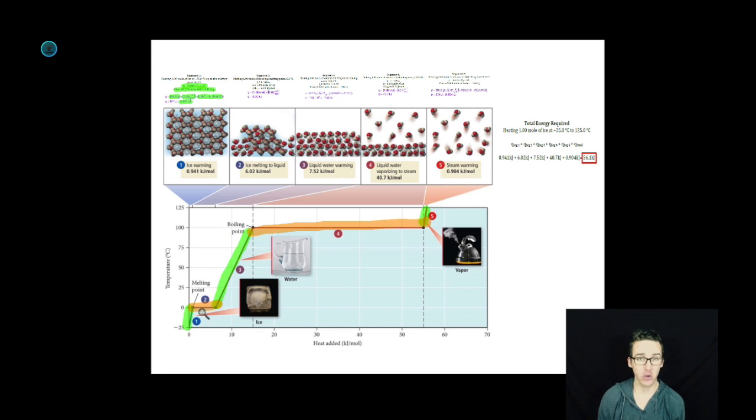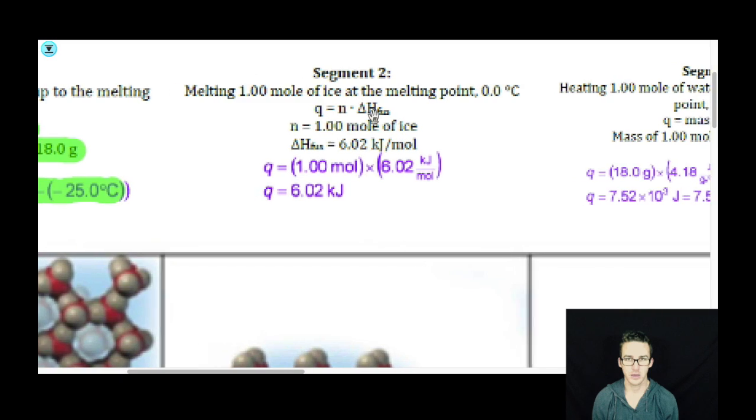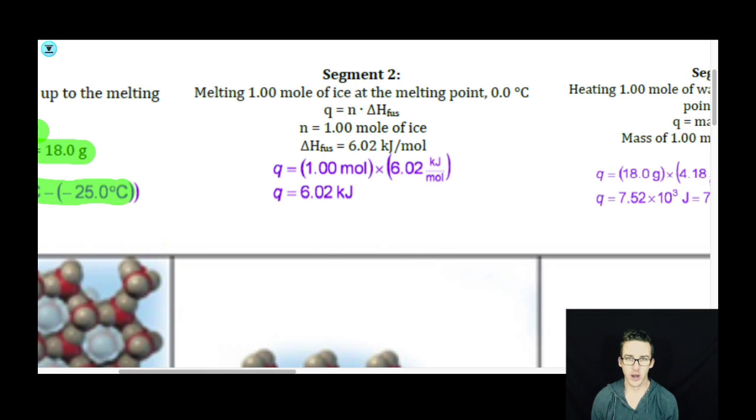Okay, next we're going to take a quick peek at segment 2. It's a plateau region. And notice in this region we have both solid and liquid water. Now, as we take a look at the heat required to overcome all of those intermolecular attractions and melt all of the solid and transition to the liquid phase, in order to calculate the heat required to do that, we're simply going to use the number of moles of ice and multiply it by its molar heat of fusion. In this case, for water, it's 6.02 kilojoules per mole. We just multiply 1 by 6.02 kilojoules per mole, which gets us to 6.02 kilojoules.